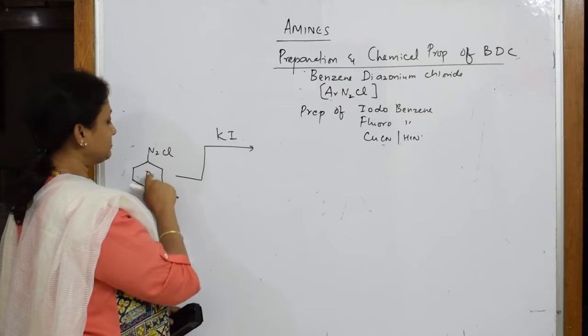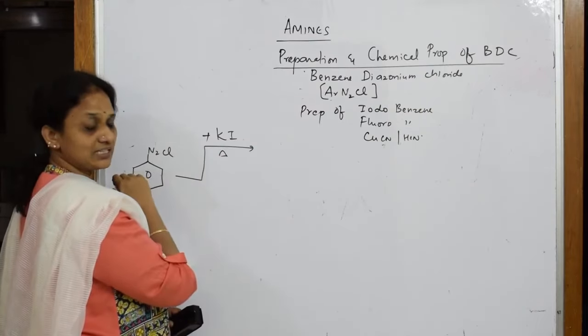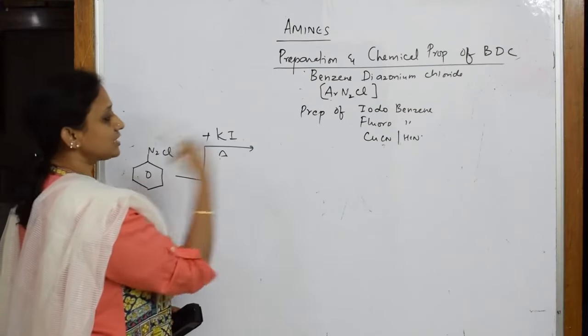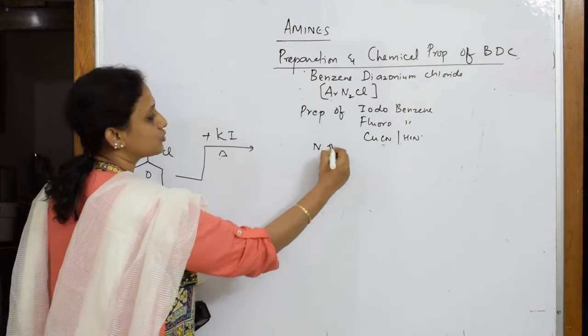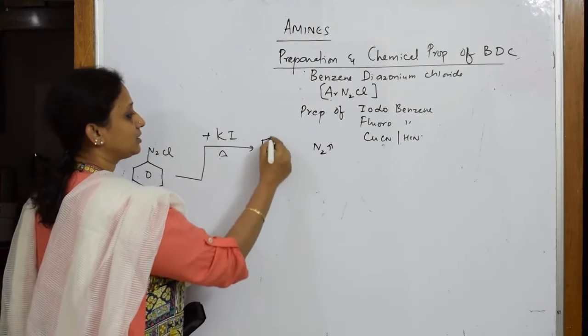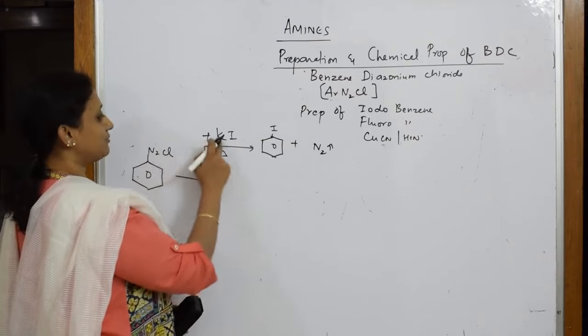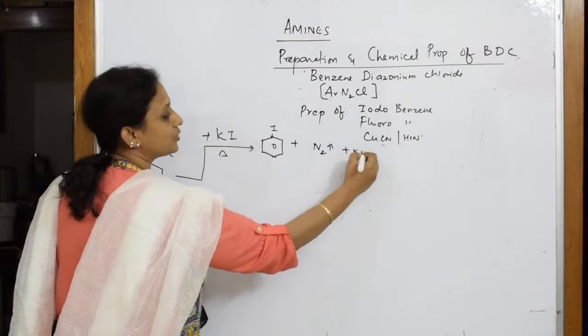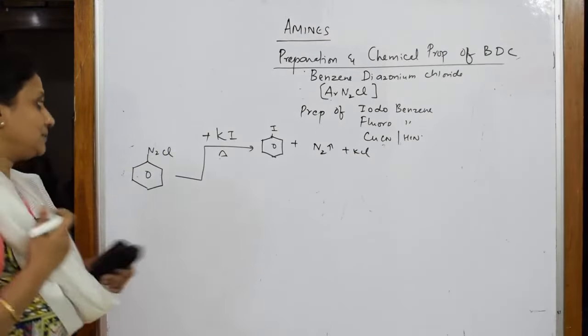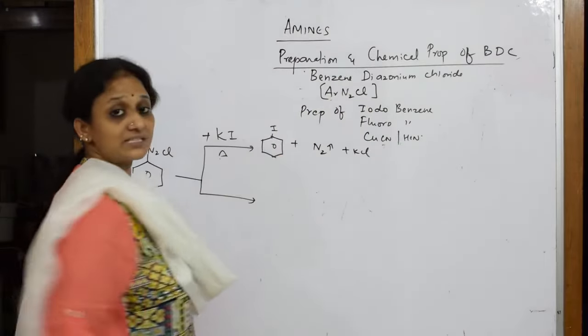So when you are heating BDC with KI, the first important thing, heating. When you are heating, your nitrogen gas escapes out, N2. Your Cl is replaced with iodine. Done. So you have got iodobenzene. What else is left out? You have KCl coming out. So this is how you're going to prepare iodobenzene. Done. Simple.